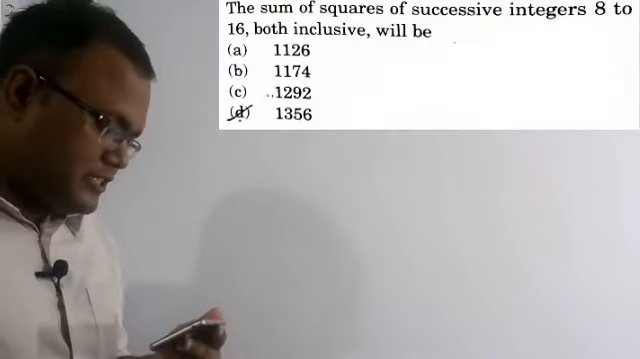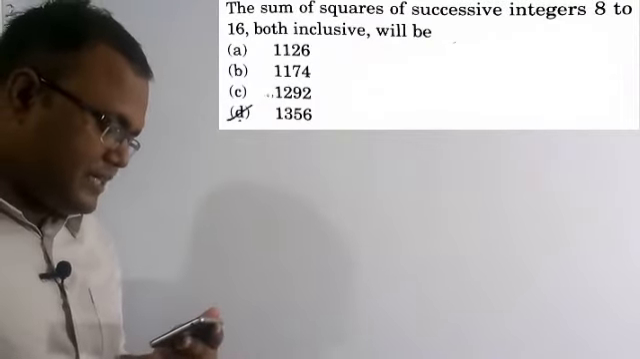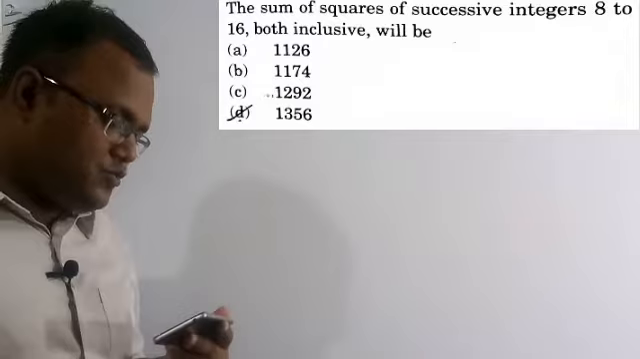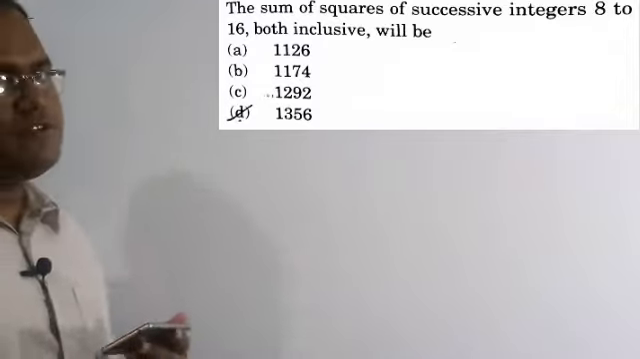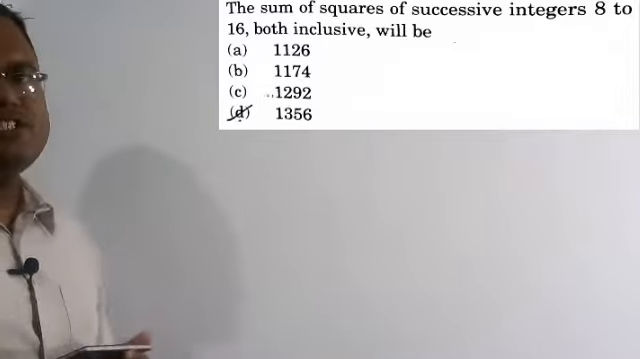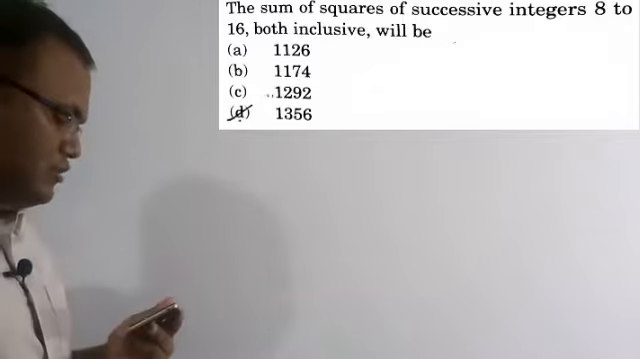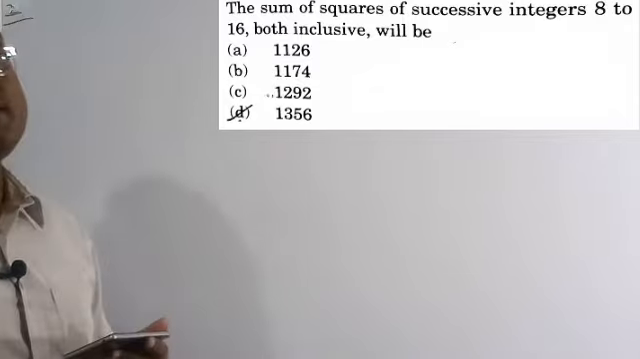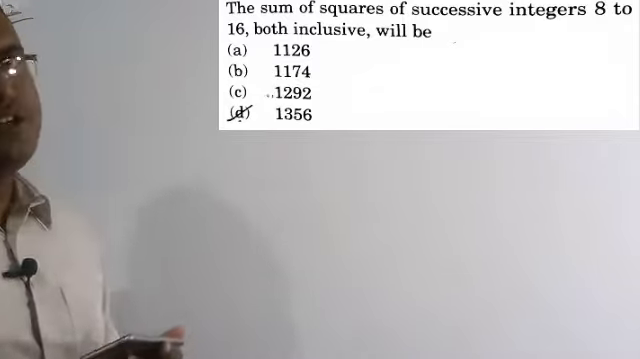So now we are going to solve the second question. See the question here: the sum of squares of successive integers 8 to 16, both inclusive, will be. So we need to find the sum of the squares from 8 square to 16 square. Out of the 4 options, option D, 1356, is the correct solution of this question. So let's solve this numerical.